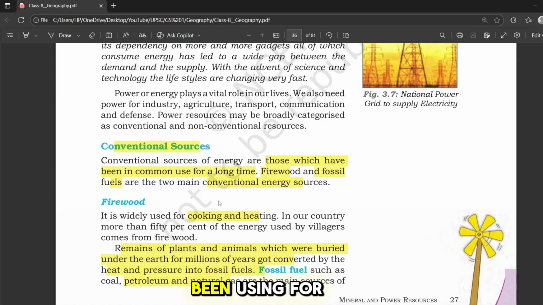These are the ones we have been using for a long time, like firewood and fossil fuels. The first one is firewood, mainly used for cooking and heating in rural areas. And the second one is fossil fuel, formed from plants and animals buried millions of years ago under heat and pressure. From that process, we get coal, petroleum, and natural gas.